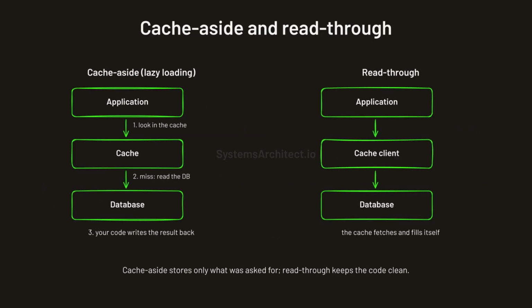Cache aside, also called lazy loading, puts your application in charge of the cache. You check the cache. On a miss, you read the database and write the result back. Only requested data is ever stored, which keeps memory usage small. The cost is that every first request pays the full slow path. How does read-through differ? A read-through cache hides that logic behind the cache client, which fetches from the origin on a miss and populates itself. Read-through keeps application code clean. Cache aside gives you control over what gets stored.